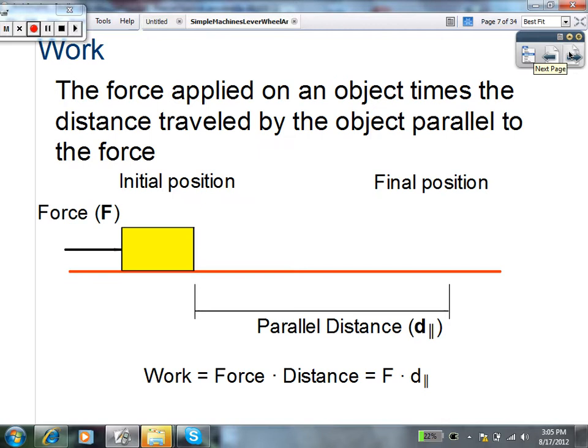Another concept that we need to look at is work. Work, by definition, is the force applied to an object times the distance traveled by that object parallel to the force. So if this is your object and we apply the force in this direction, then the distance that we are going to measure is from point A to point B, and we call that distance D. So work then is the amount of force applied times the distance the object travels.